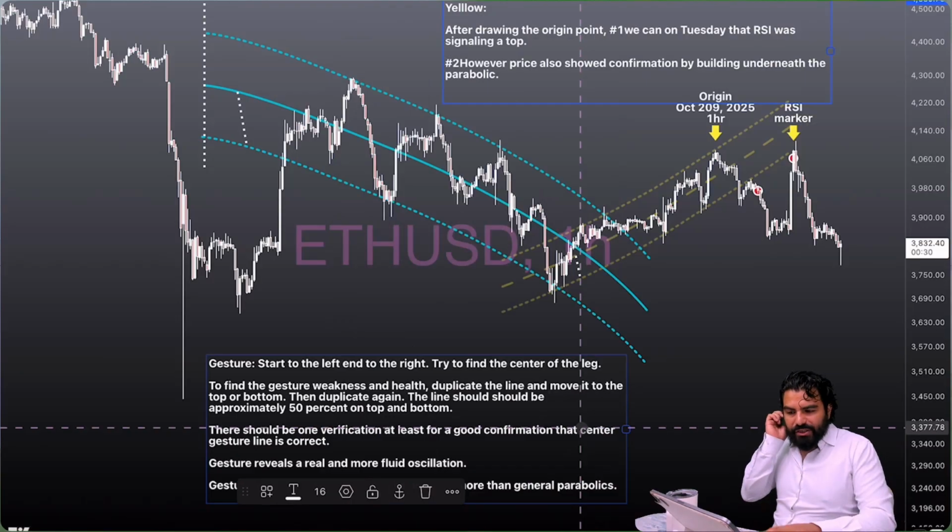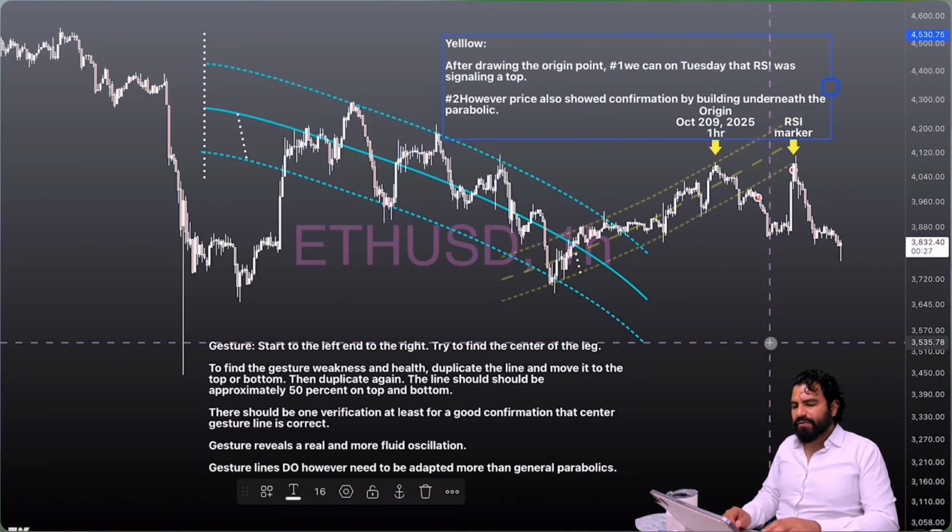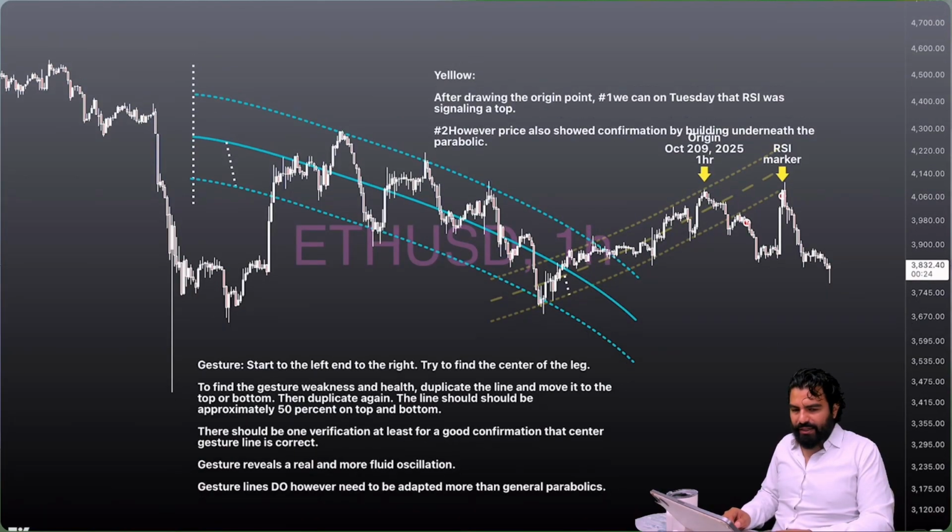I have a tutorial with gesture, but I don't mind doing more. It's a very powerful technique. I'm going to do one more because we can go.